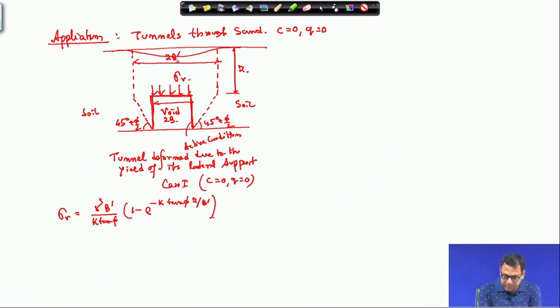So, why this is 2B dash? Now how can I write 2B dash? 2B dash will be twice B, because this is the width of this tunnel, plus this angle, which is 45 degree minus phi by 2. Okay. And this height is, say, h.